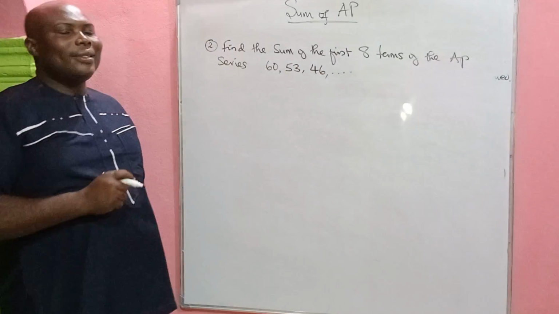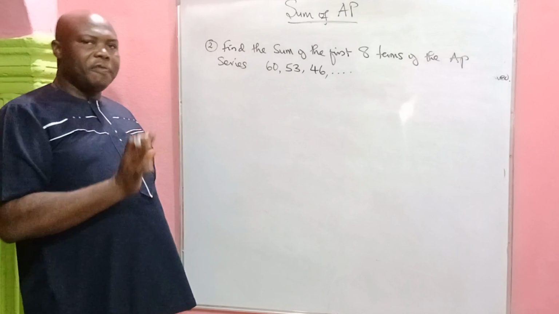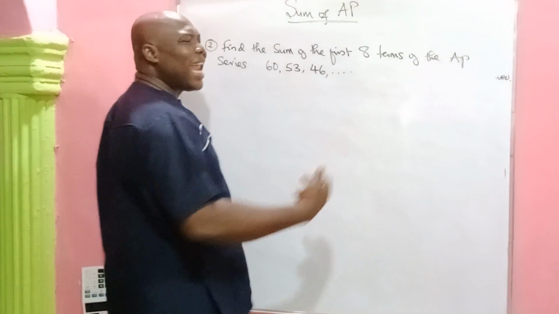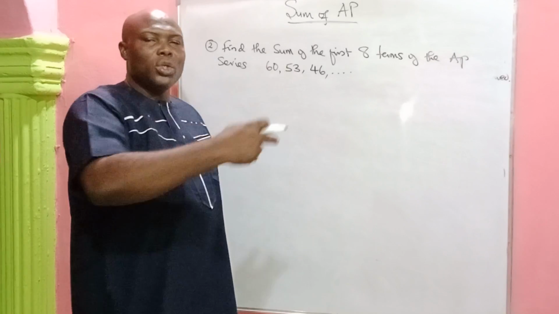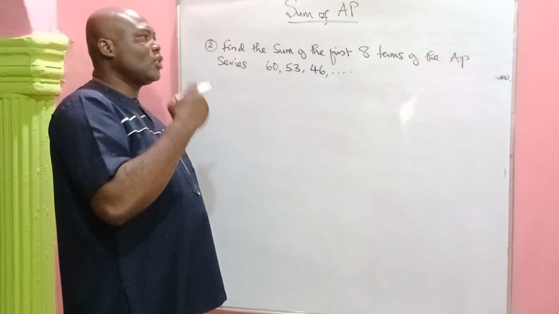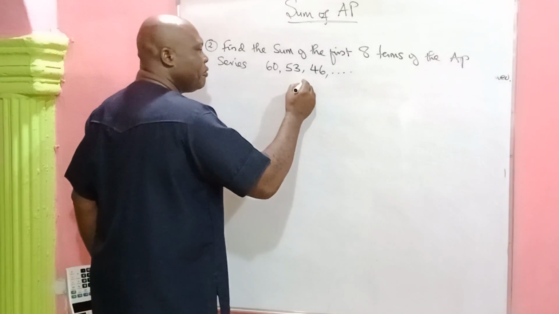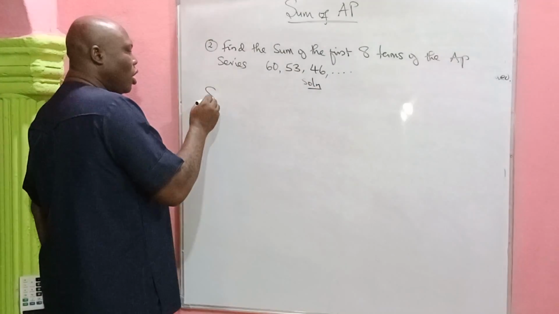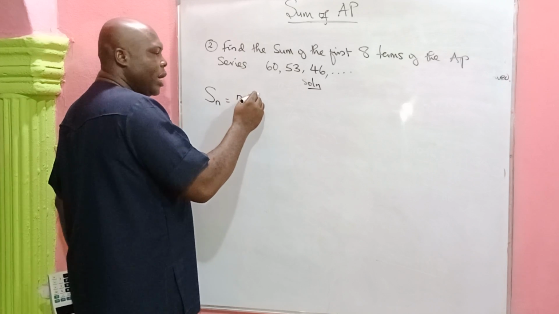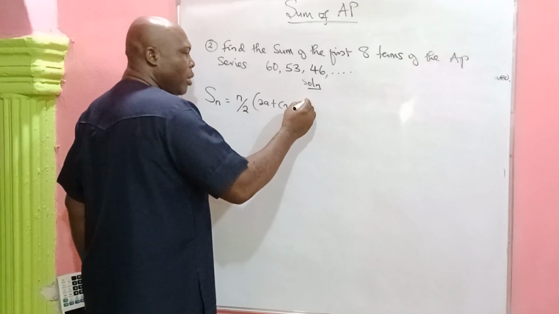If you look at this series, you'll notice that they have given you an AP series that continues to infinity, which means that you only know the first term, but you don't know what the last term is, because the AP series continues to infinity. And you're asked to find the sum of the first 8 terms. What do we do? It means you have to apply the second formula. That second formula, the sum of the n terms of the AP series, is given by n/2 into 2a plus (n minus 1) times the common difference.